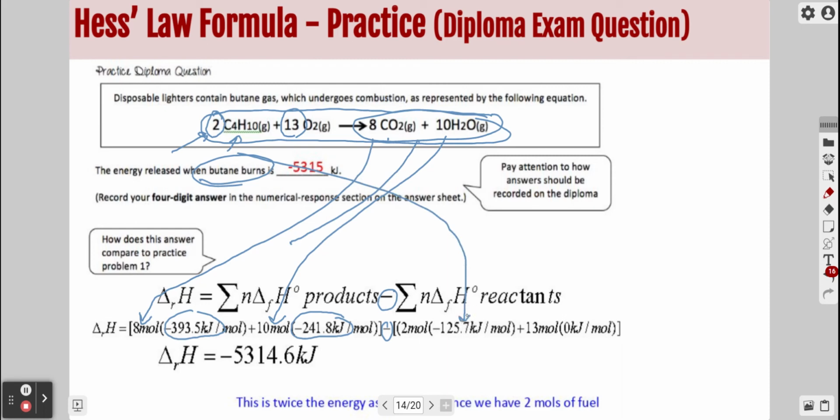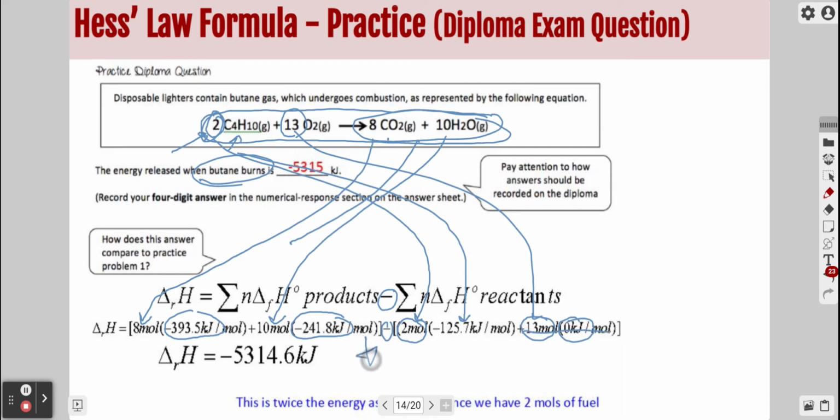There's our butane's molar heat of formation. And look, here's the 2. The 2 is also here for butane. So got to watch that. And then we have our 13 moles of oxygen. And of course, oxygen's molar heat of formation is just 0. So it gets canceled out.